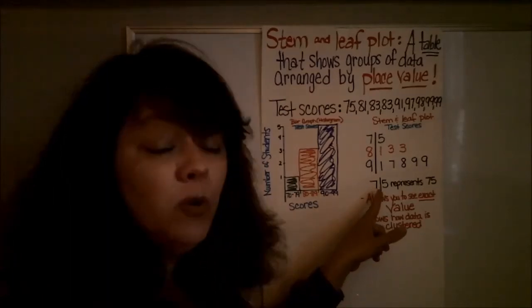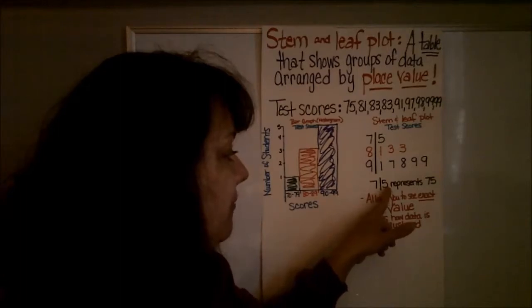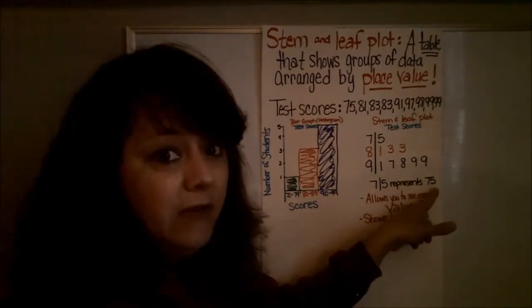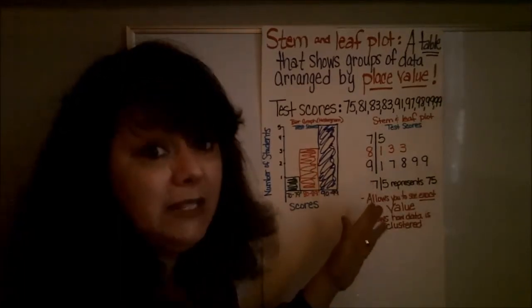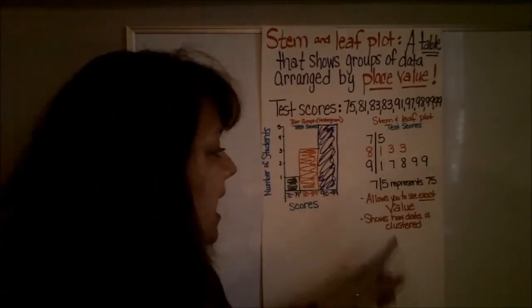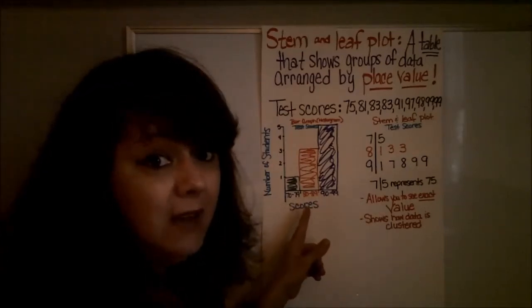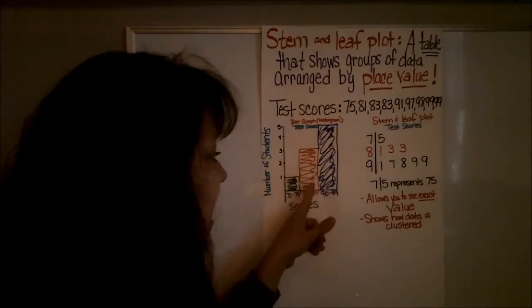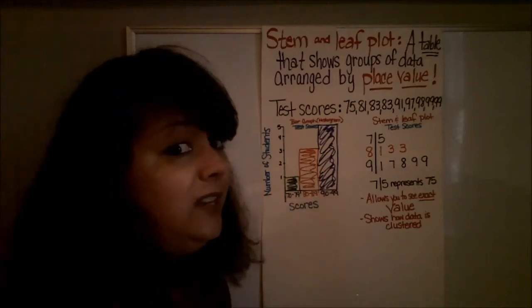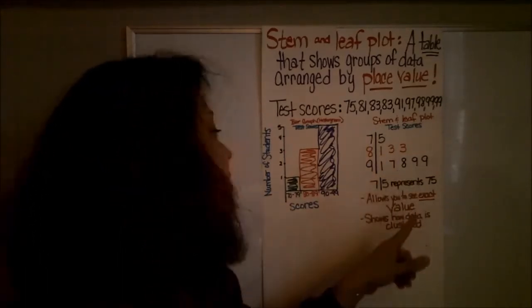Okay, so in order to read a stem and leaf plot, the 7 with the line in between it and the 5 represents 75. Again, that's your place value. So you've got your 10s separated from your 1s column. It allows you to see the exact value, whereas a bar graph does not. We know that 3 kids had a score in the range of 80 to 89, but we don't know their exact score, but with the stem and leaf we do.